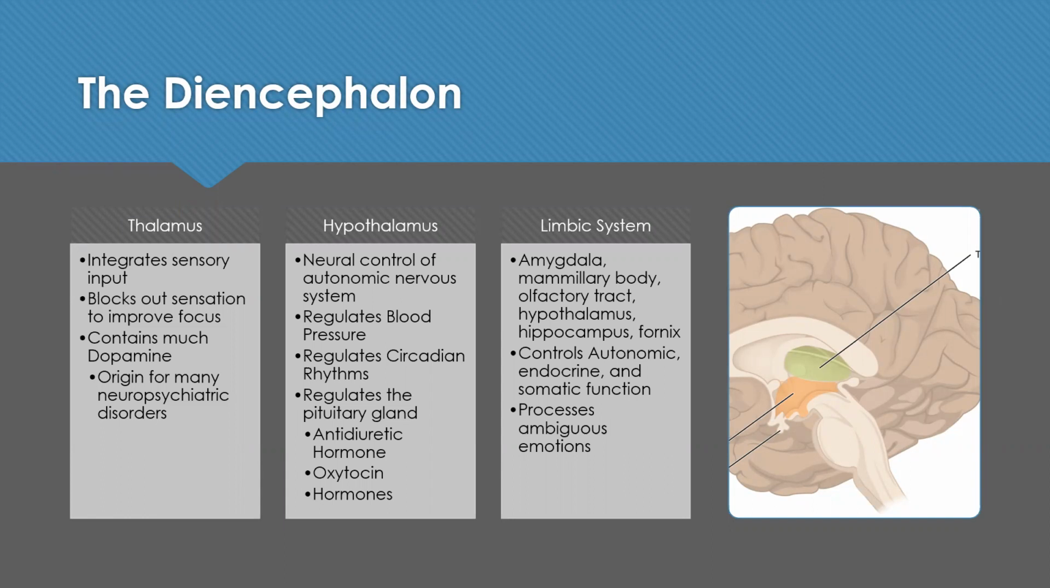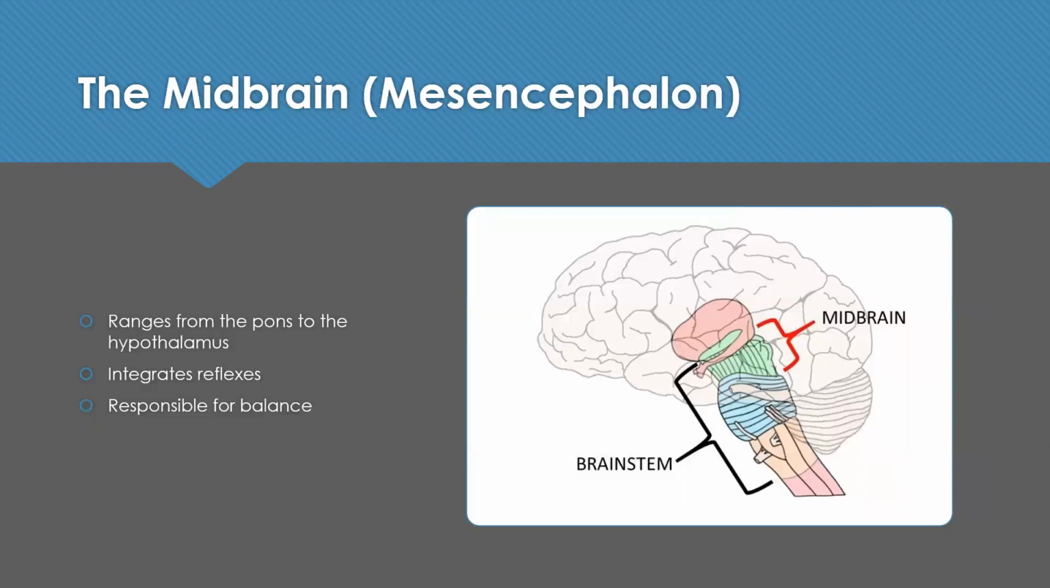The limbic system includes the amygdala, the mammillary body, the olfactory tract, hypothalamus, hippocampus, and fornix. This controls our autonomic, endocrine, and somatic functioning, and it also helps us to process ambiguous emotions. In the midbrain, which we call the mesencephalon, this ranges from the pons to the hypothalamus, and you can see where that's at. So it's the upper part of the brainstem, and it integrates our reflexes and is responsible for balance.